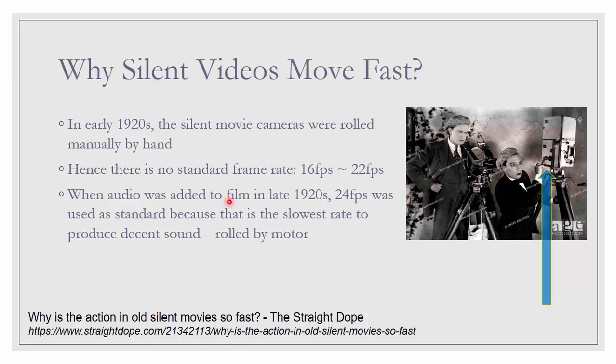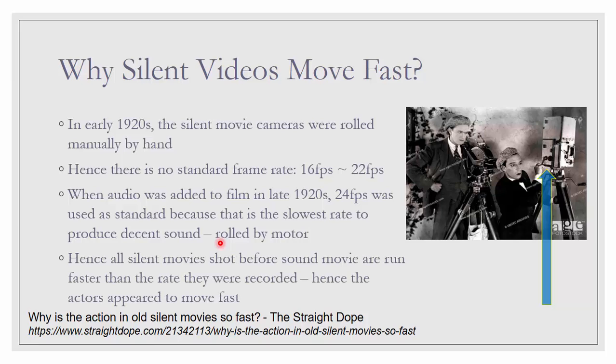When audio was added to film in the late 1920s, 24 frames per second was used as the standard, because this is the slowest rate to produce decent sound. So this standard was used due to sound quality. And because of that, we need a machine or a motor to roll the film so that the frame rate is consistent.